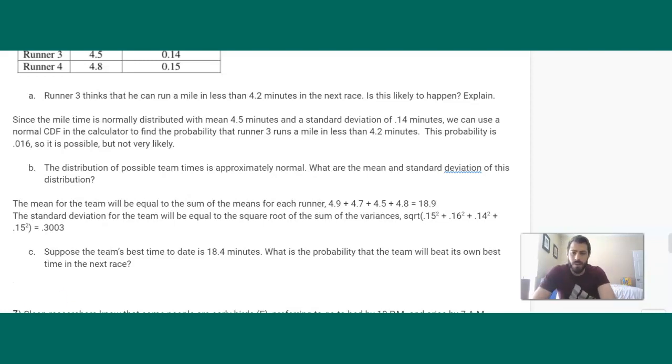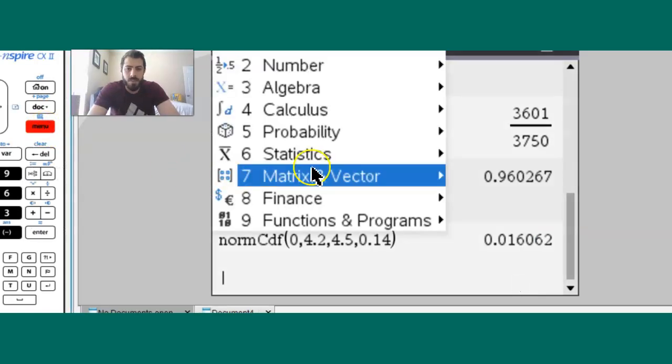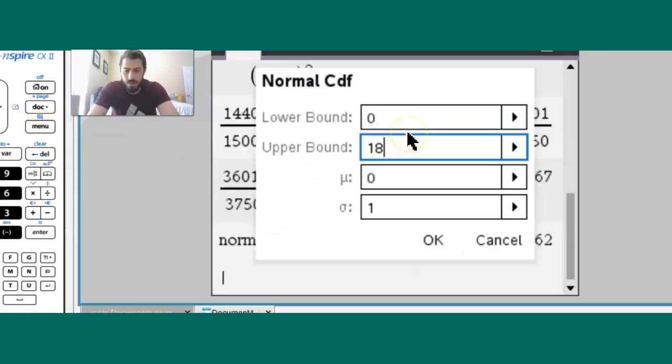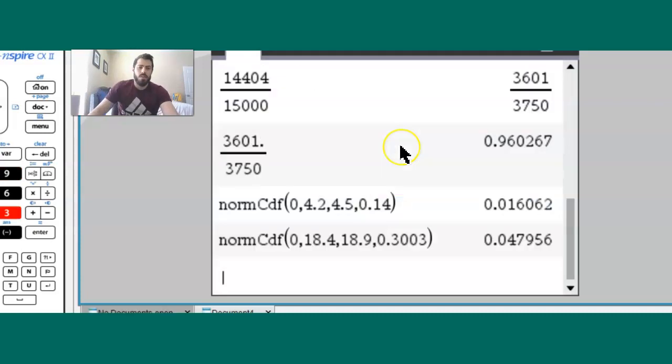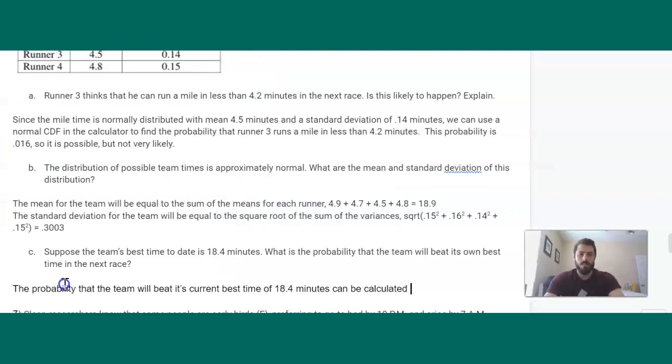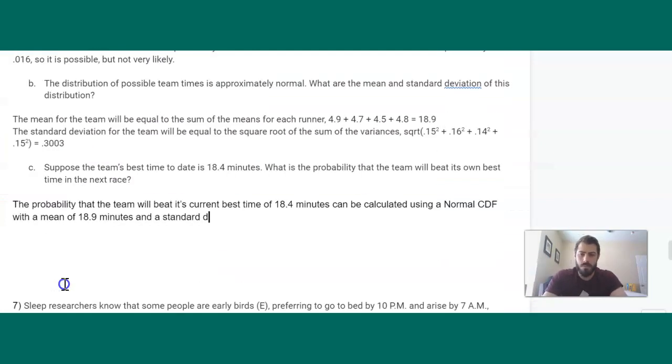So we just get our calculator. Again, it's a normal CDF. And there you go. There's the probability for that. So again, it's possible, but it's not very likely, but we just have to record that probability. And there, all done.